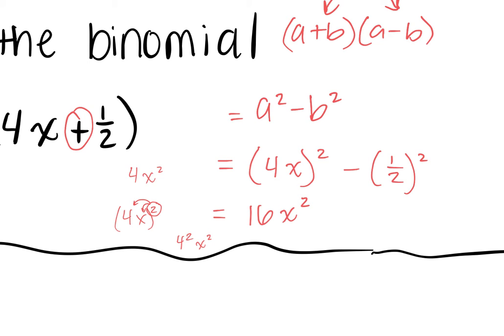Don't forget, if your exponent is outside the parentheses, that exponent needs to travel to each individual part of your expression, okay? So not only is the 4 being squared, but the x is being squared as well.